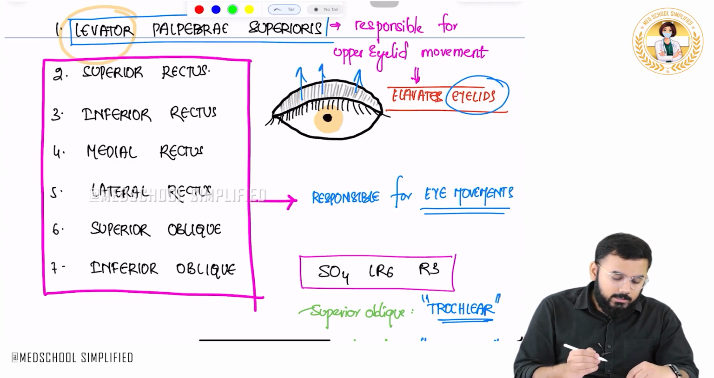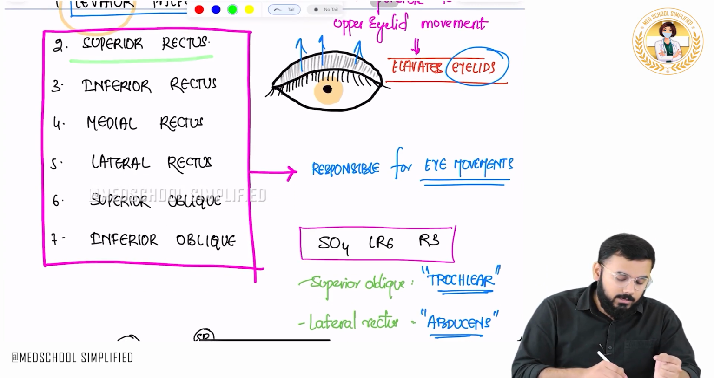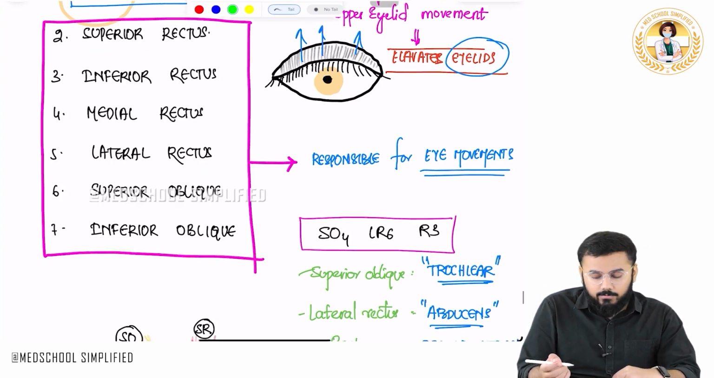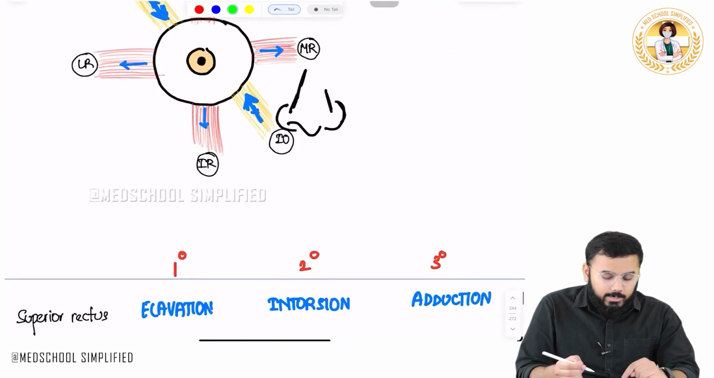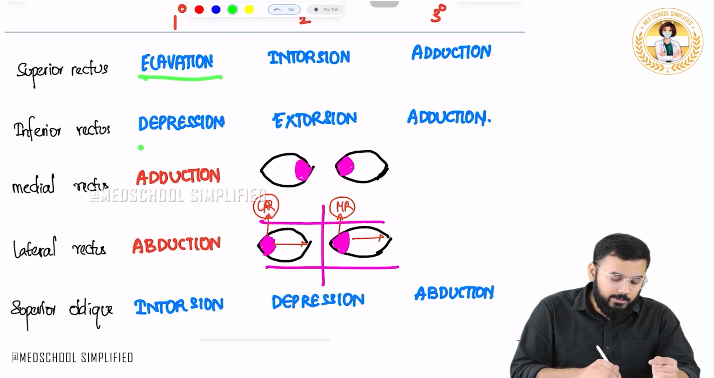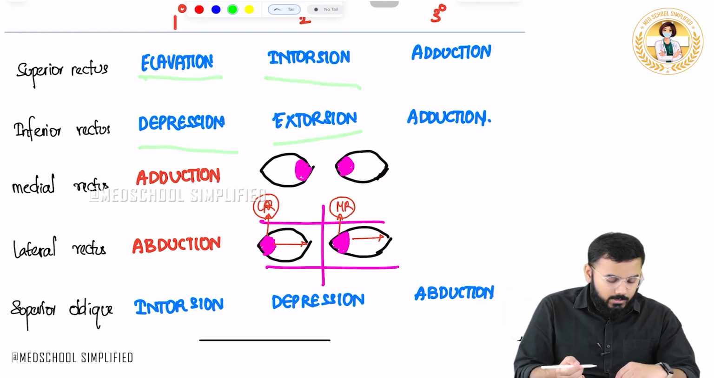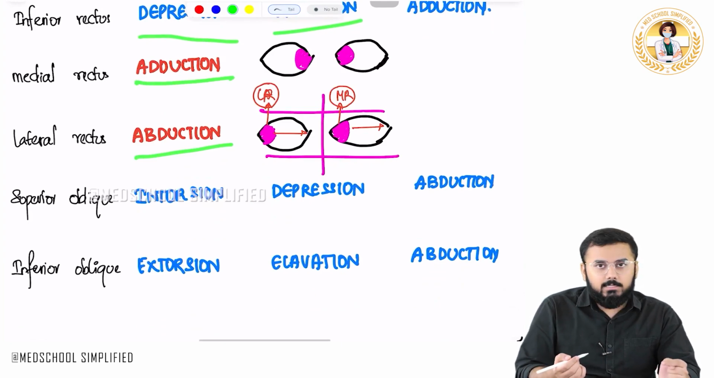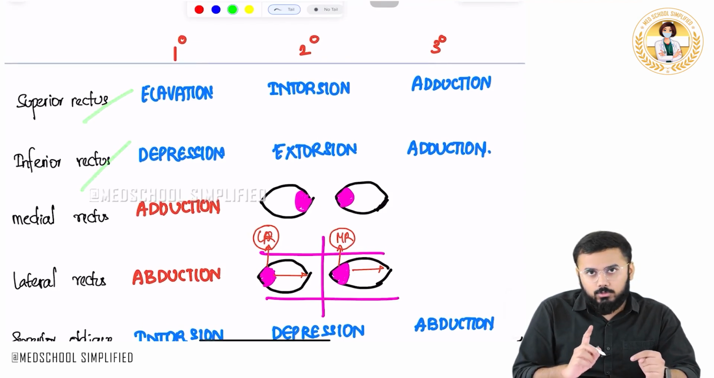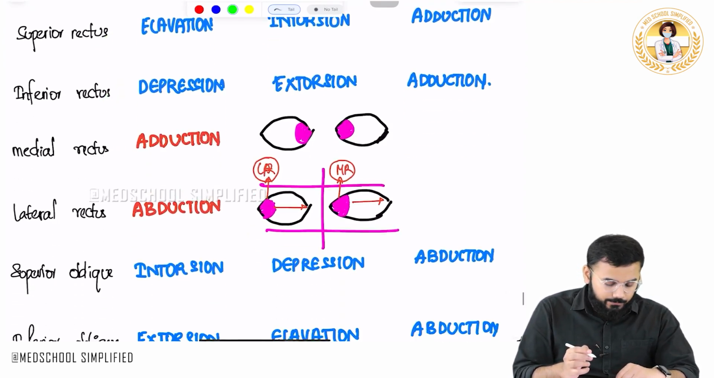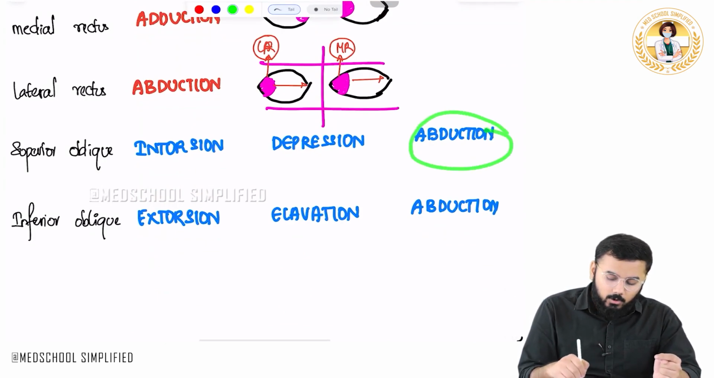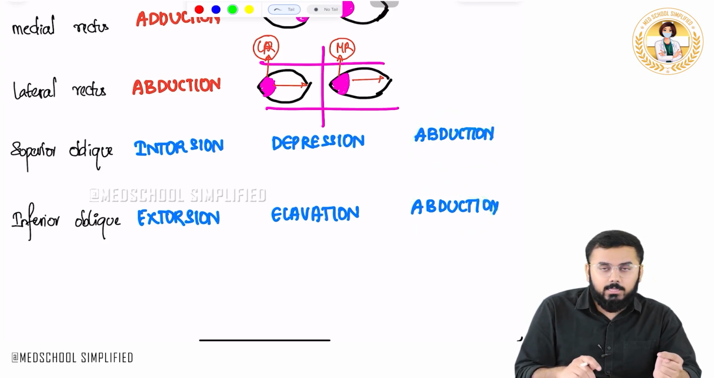Next important is the superior rectus. After that we have the inferior rectus. Next, medial, lateral, superior oblique and inferior oblique. All of them are responsible for the eye movements. Coming to their actions, superior rectus is the opposite of inferior rectus: elevation, depression, intorsion, extorsion. Medial rectus is adduction, lateral rectus is abduction. Adduction is also done by superior and inferior rectus. All of them do adduction. Lateral rectus is abduction, and superior oblique and inferior oblique also do abduction. Apart from that, there are other actions here.